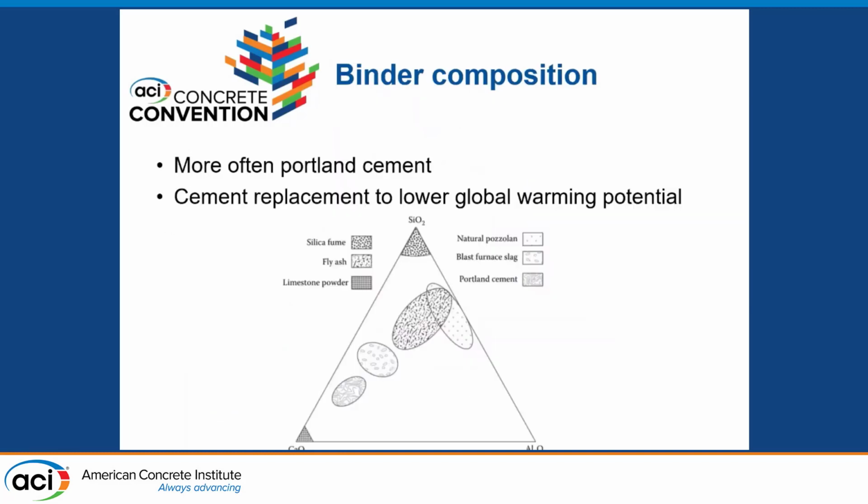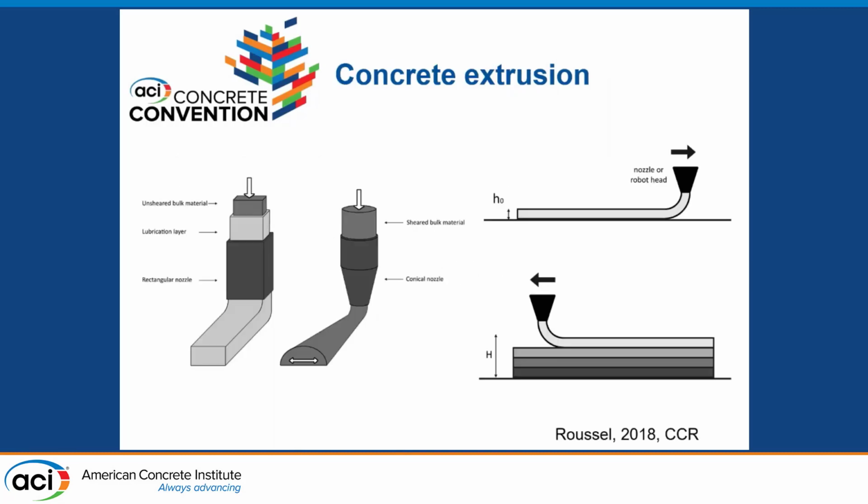When looking at the binder composition, the most frequent one is Portland cement, but we also see cement replacement. We start to see limestone powder, metakaolin, and others, and we can also see recycled materials. I think that's a good place to start: can we use recycled sand? We need small particles, so you can think of materials from other sources.